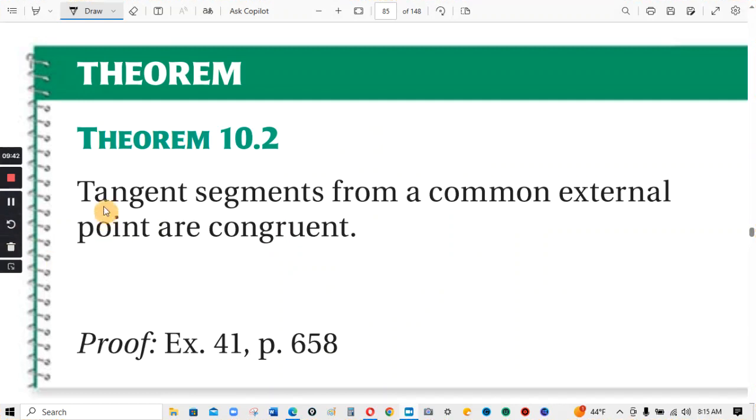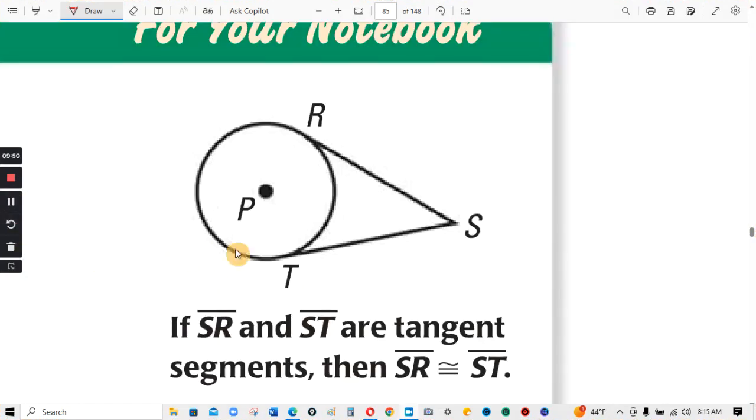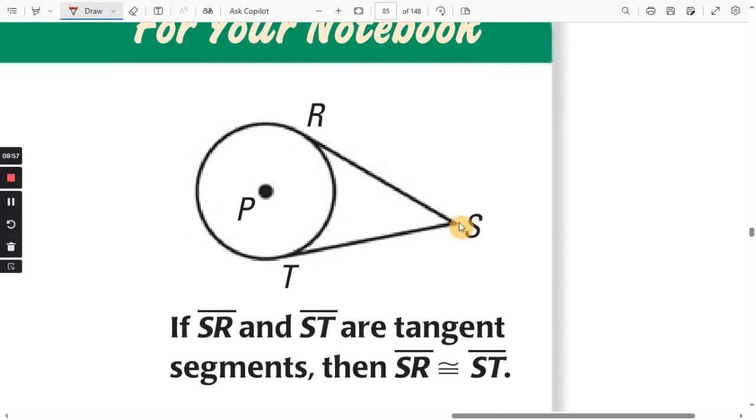All right, so you want to remember tangent segments from a common external point are congruent. Let's take a look. These two line segments here are tangent segments. They extend from this common point, which is S. If those are both tangent segments to the circle, then they are congruent. So if this is a tangent and this is a tangent, and they extend from the same point, you can mark those congruent to each other. So SR is congruent to ST.